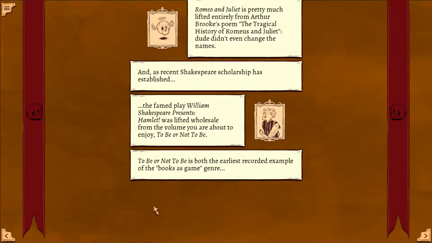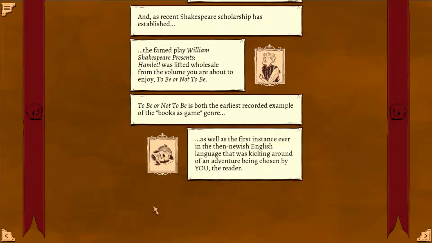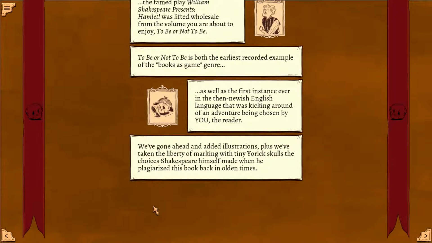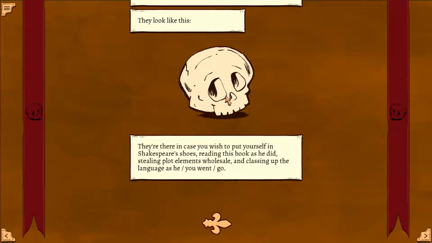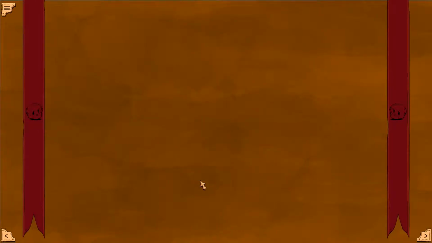To Be or Not to Be is both the earliest recorded example of the books as game genre, as well as the first instance ever in the then newish English language that was kicking around of an adventure being chosen by you, the reader. We've gone ahead and added illustrations, plus we've taken the liberty of marking with tiny York skulls the choices Shakespeare himself made when he plagiarized this book back in olden times. They're there in case you wish to put yourself in Shakespeare's shoes, reading this book as he did, stealing plot elements wholesale, and classing up the language as he/you went/go.